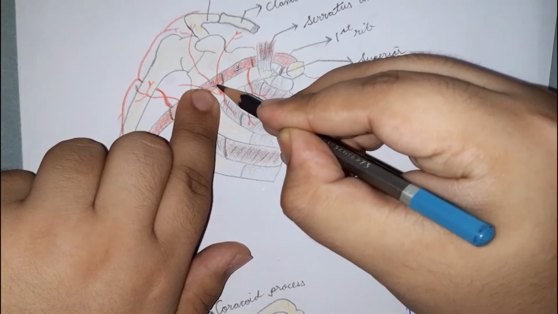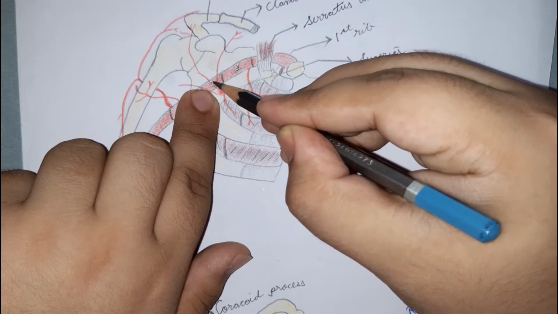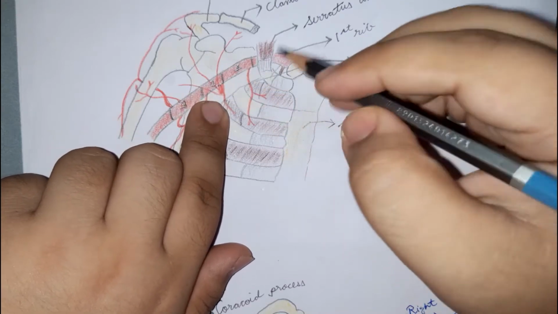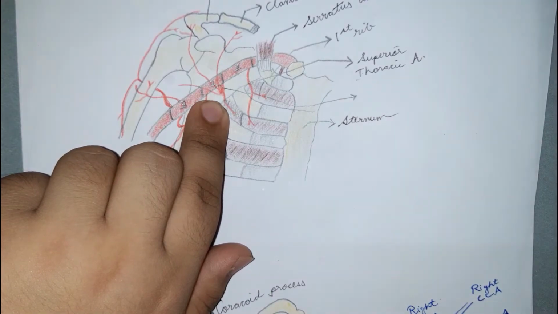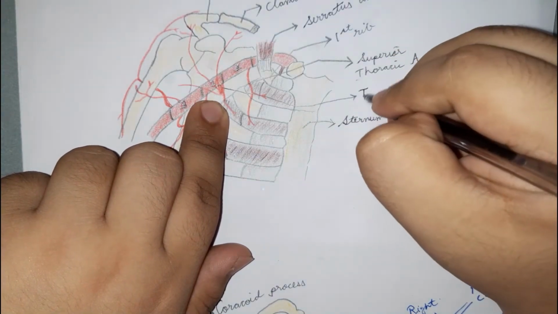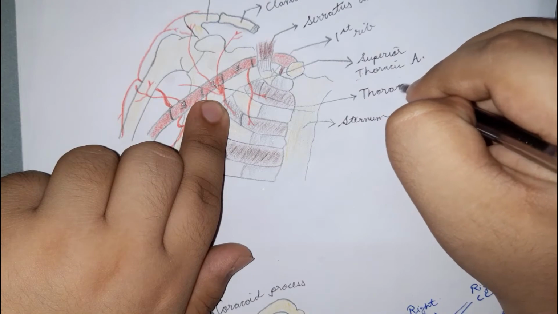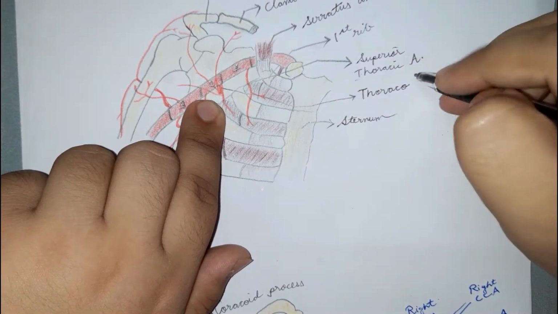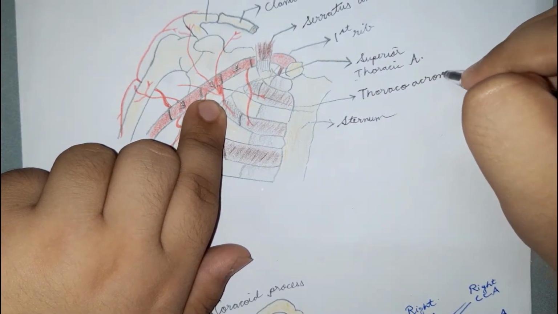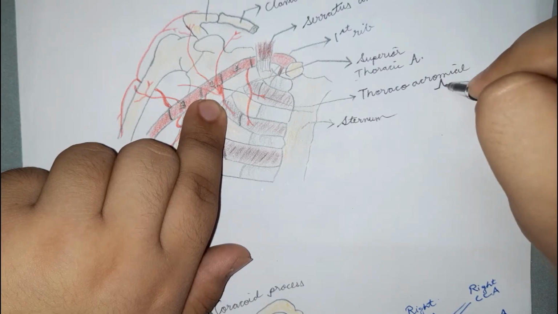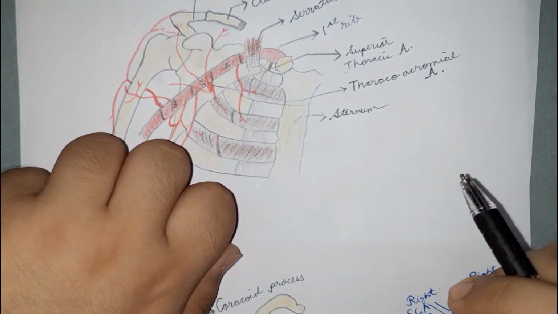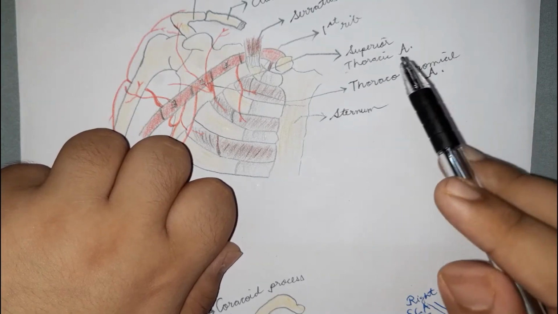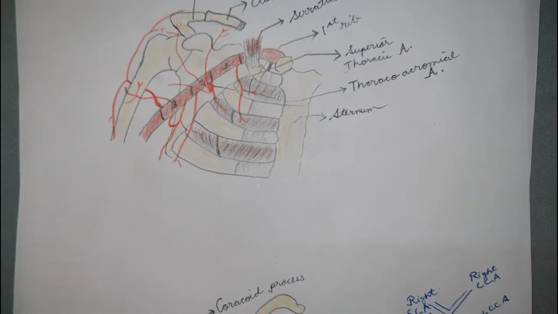See, this thick branch, which is actually arising from the second part, is labeled as the thoraco-acromial artery, or the acromiothoracic artery. If you name it acromiothoracic, there is a slight advantage that you have.